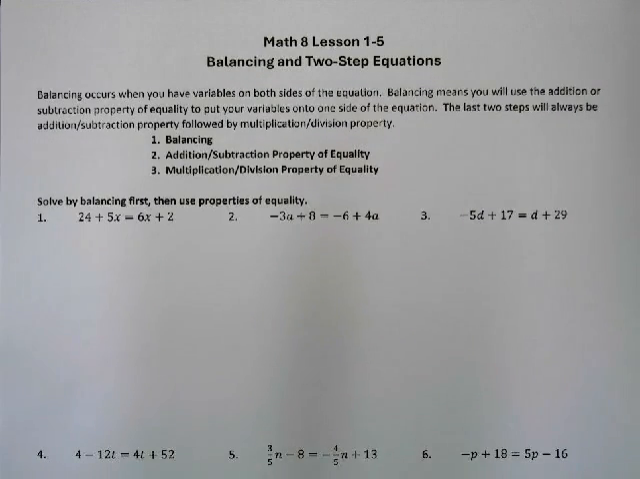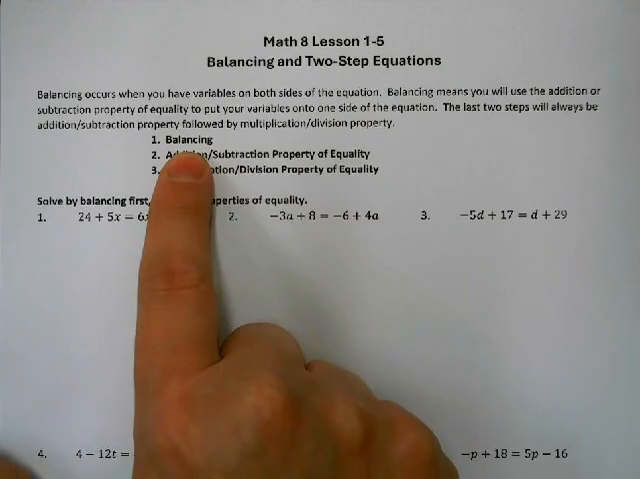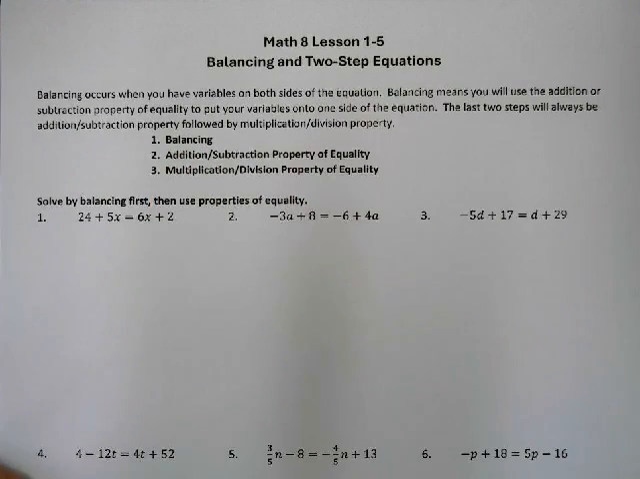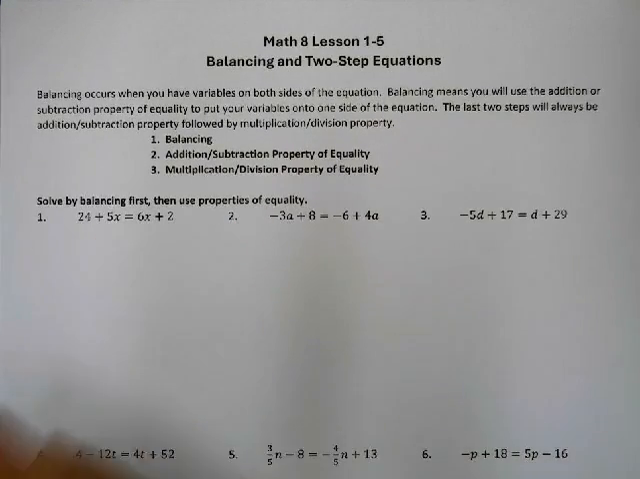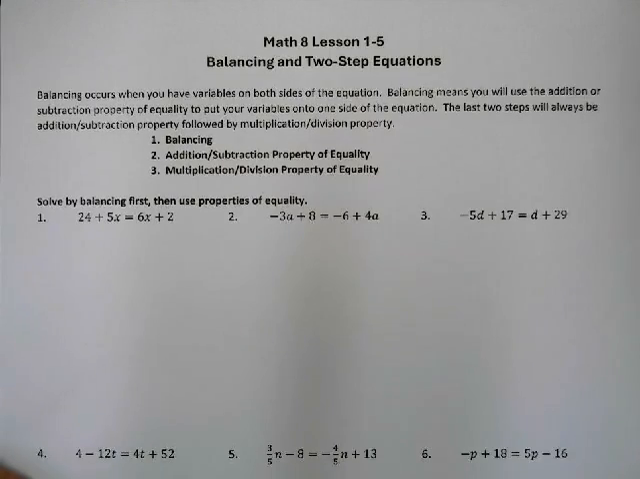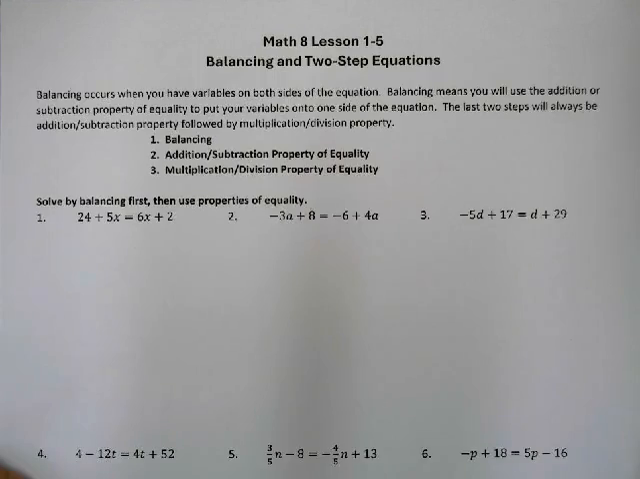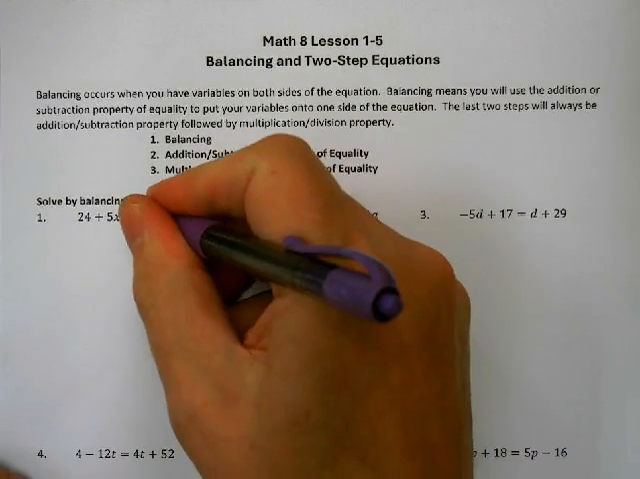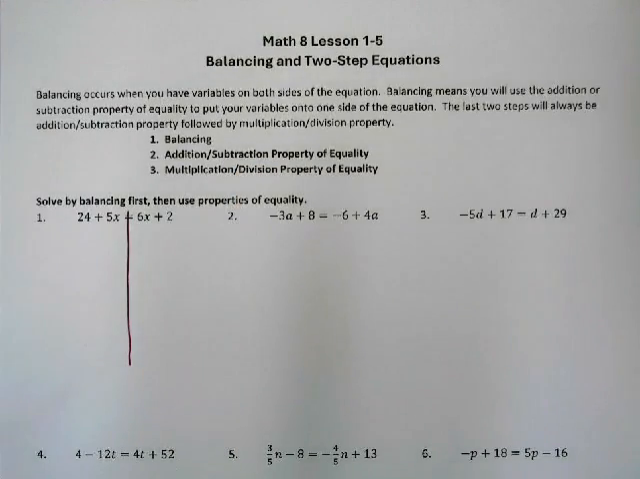So before we use our two-step equations, we're going to balance the equation by just using the addition property or the subtraction property of equality and getting our variables to one side. Let's see how that looks. So here's problem number 1. We're going to balance first and then use our properties of equality. Now, technically, balancing is a property of equality. We're going to use the addition or the subtraction property of equality.